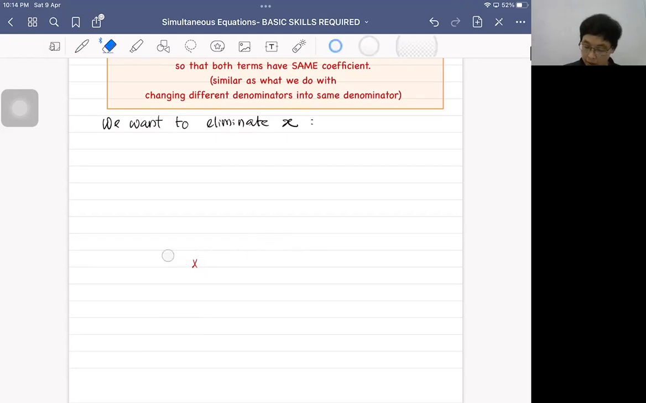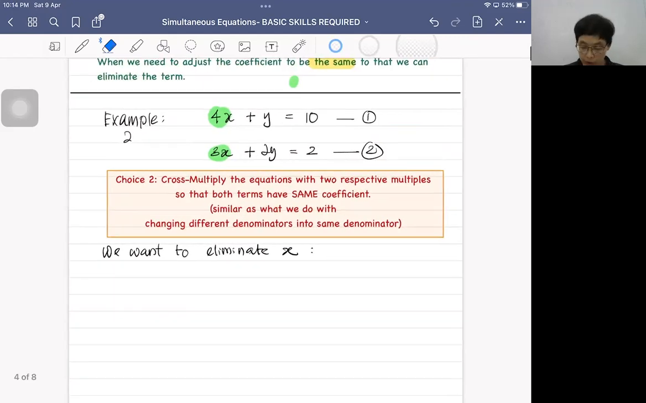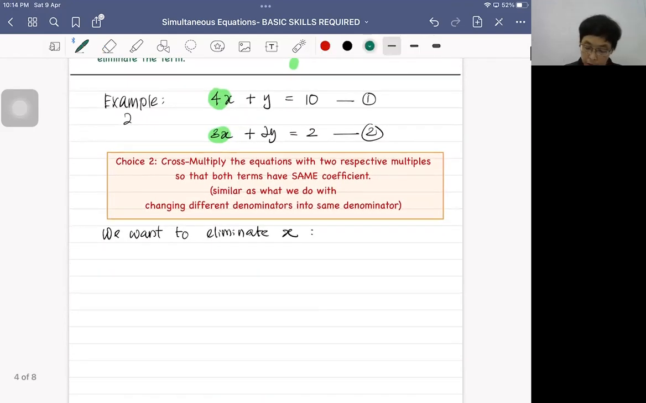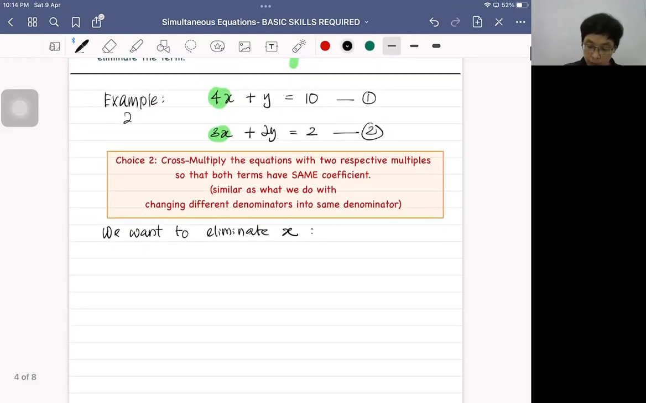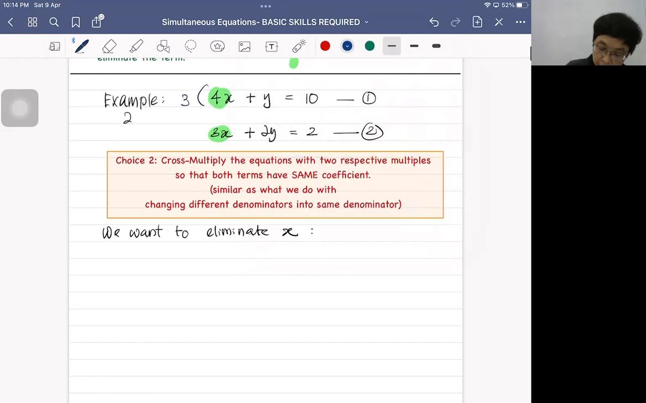Let us move on and see what we can do with this. What I'm going to do is adjust equation 1. This is 3, so we're going to multiply with 3, right? So we just multiply by 3 here.